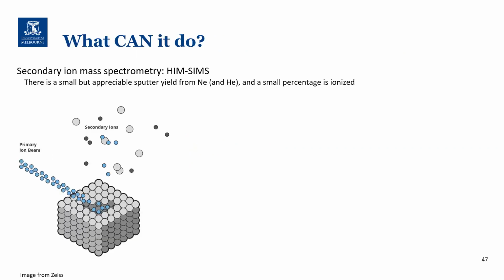So what can it do then? So the technique that's being developed is one of mass spectrometry, HIM-SIMS, helium ion microscopy secondary ion mass spectrometry. So there is a small and appreciable sputter yield from neon and helium. And of course, we've seen that already because we're fabricating structures by removing atoms. And a small percentage of this is actually ionized.